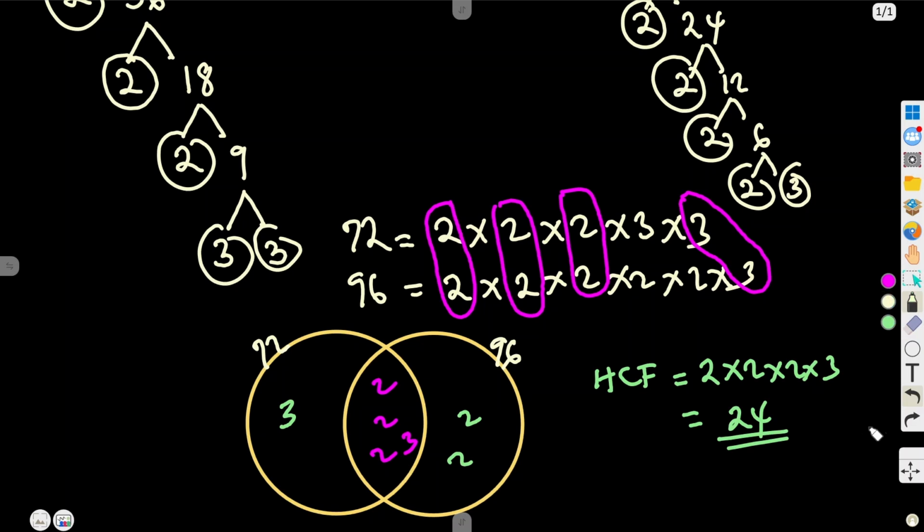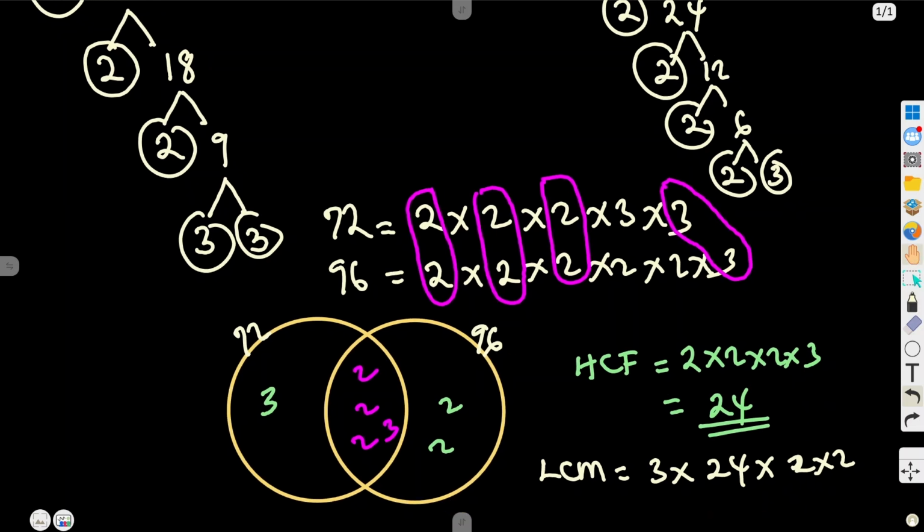And also to find the LCM, all you need to do is to multiply all the numbers in these 3 parts of the circle. In fact, all the numbers right in the circles. So we're going to multiply this, which is 3, and multiply by here, which is 24. And again here is just 2 times 2. And of course, you probably may need a calculator. 288.